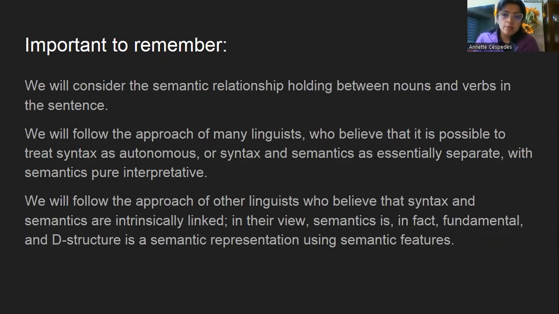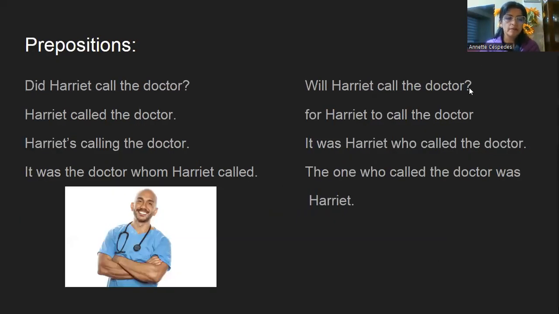Before we continue, it's important to remember the following. We will consider the semantic relationships holding between nouns and verbs that are inside a sentence. We will follow the approach of many linguists, and these linguists believe that it is possible to treat syntax as autonomous, or syntax and semantics are essentially separate, with semantics purely interpretative.